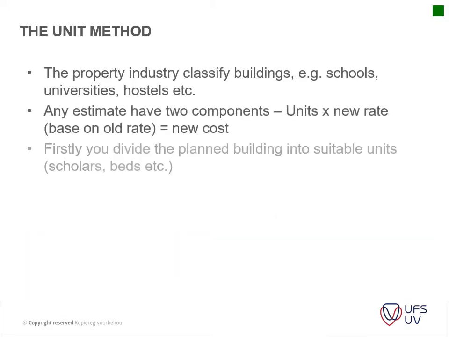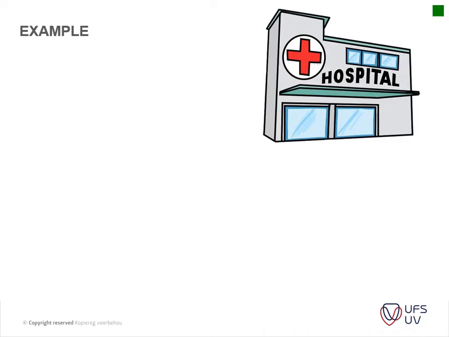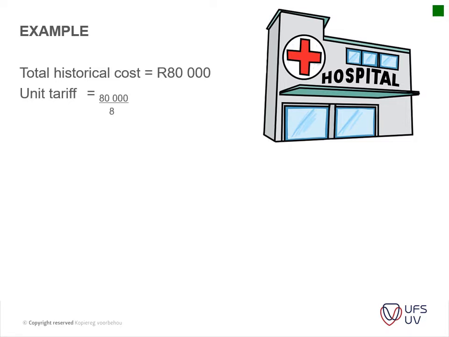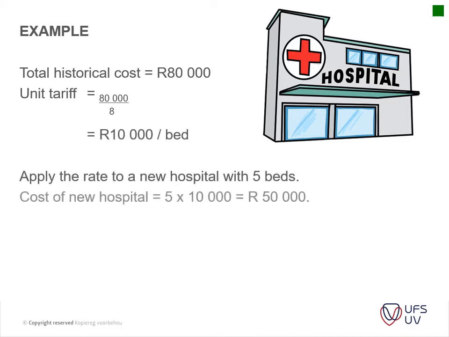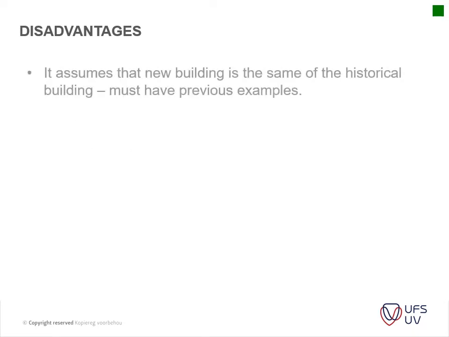Okay, so unit method, I'm just going to run through this, is basically where you have a certain amount of units, your historical data you use to calculate a unit rate, and the example that I've used in the slides was just a hospital where you've got a historical cost of 80,000, you've got your units, you had 8 beds in this unit, you just get your rate per bed and you apply that to your new building. Okay, then you can go through your advantages by yourself. It's all theory. Disadvantages, same thing as that.